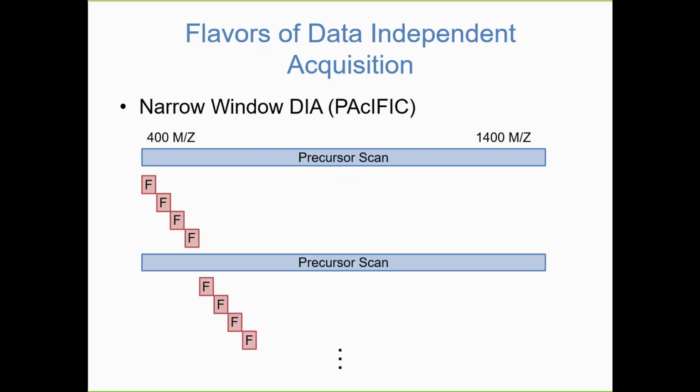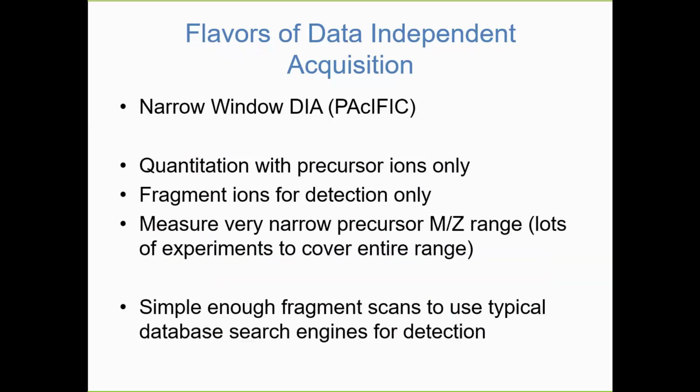So what you ended up doing was acquiring a precursor scan followed by a few fragment ion scans in order, and then another precursor scan, and then an additional set of fragment ion scans in order. The advantage of this strategy was that you'd have much more narrow precursor isolation windows, but realistically you'd end up acquiring a fragment ion scan, at best, only once across the shape of the peptide peak. So consequently, you could only do precursor-based quantitation, and fragment ions were really just used for detection only.